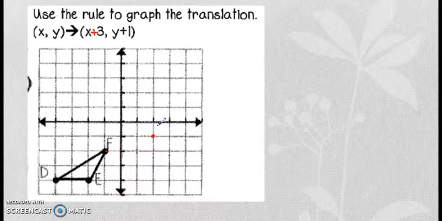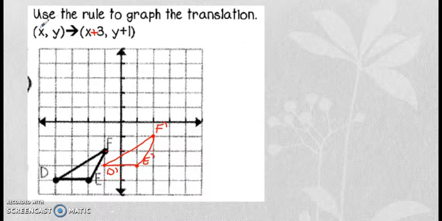The letter that was at my pre-image is F, so this is F prime. Go to the next point, E. We went 1, 2, 3, and then up 1. So that is our E prime. And finally D, 1, 2, 3, up 1. There is D prime, and then I just connect the 3 dots.